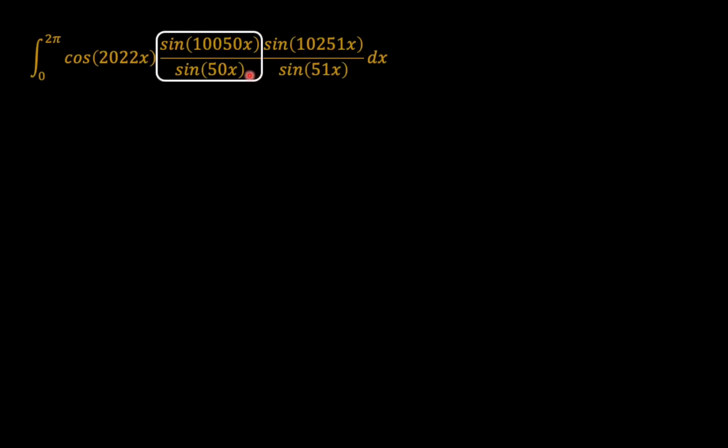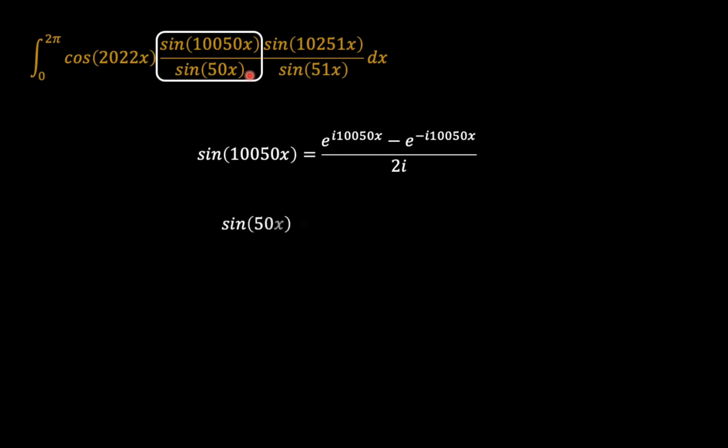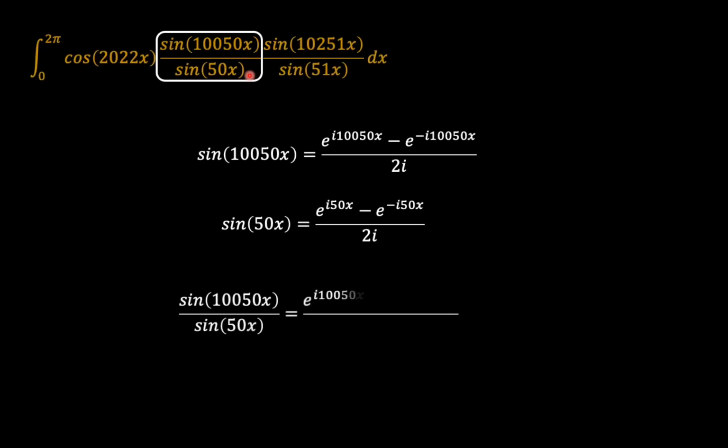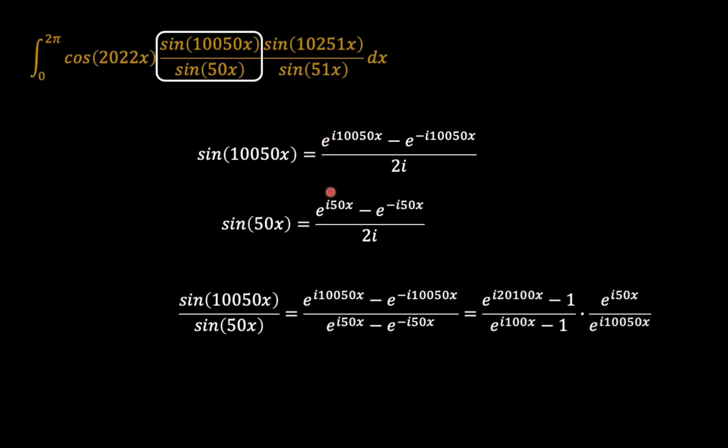So sine 10,050x is the same as, using Euler's expression, e to the power i 10,050x minus e to the power negative i 10,050x over 2i. Sine 50x is the same as e to the power i 50x minus e to the power negative i 50x over 2i. Such that sine of 10,050x over sine 50x is the same as e to the power i 10,050x minus e to the power negative i 10,050x over e to the power i 50x minus e to the power negative i 50x.